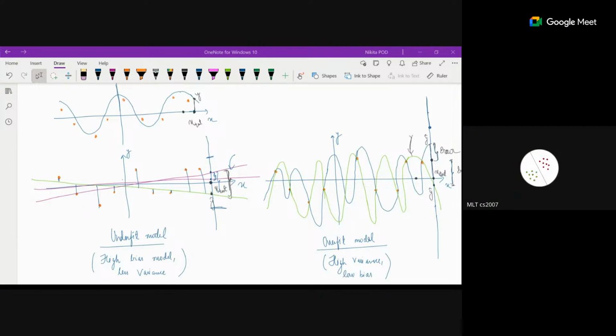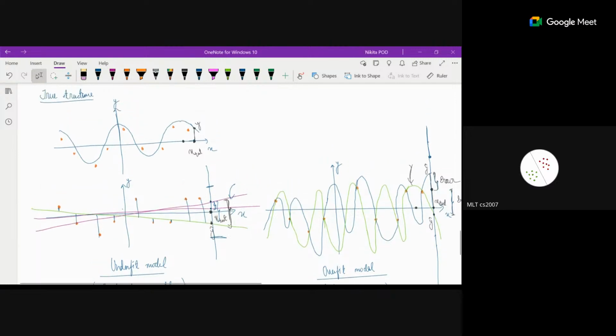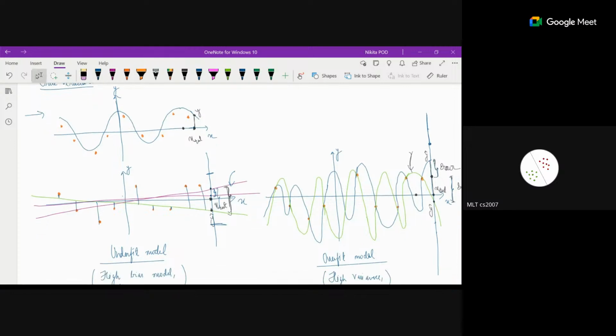How can you visualize bias? This is the curve that you see here. This is the true structure of the data set. It is a sinusoidal wave. But what you are doing is making a very simple model. Given the data set, we have just fit a linear model, right?